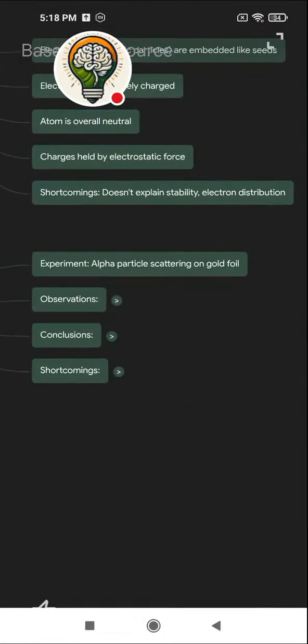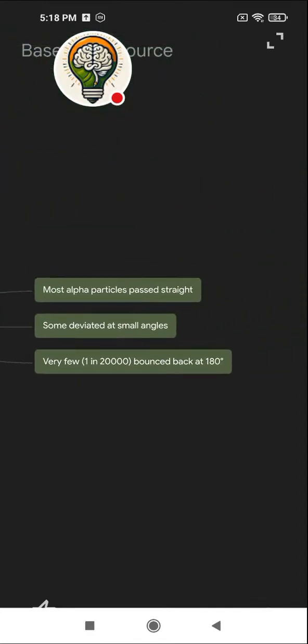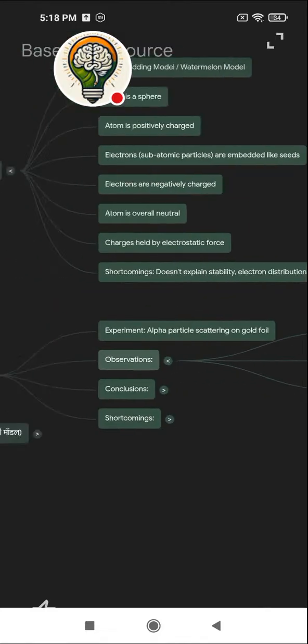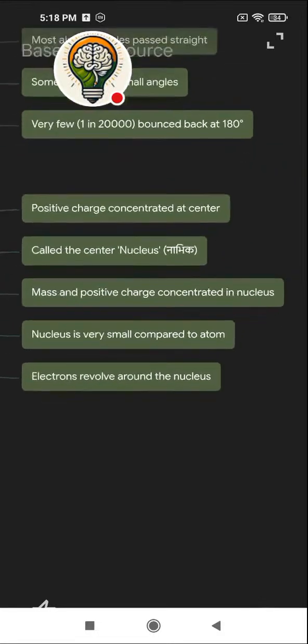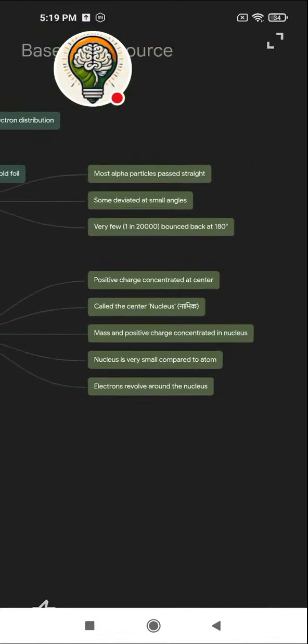Alpha particle scattering on gold foil and observation. Most alpha particles pass straight, some deviate at a small angle, and a few, 1 in 20,000, bounce back at 180 degrees. Then the conclusion: the positively charged center is called the nucleus, and the mass and the positive charge are concentrated in the nucleus. The nucleus is very small compared to the atom, and electrons revolve around the nucleus.